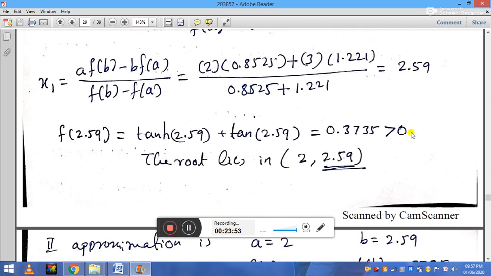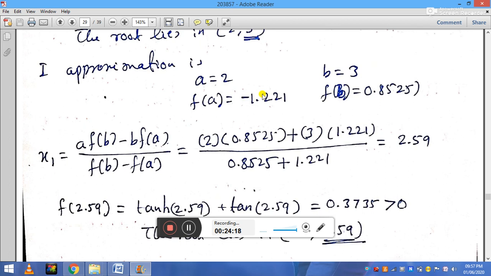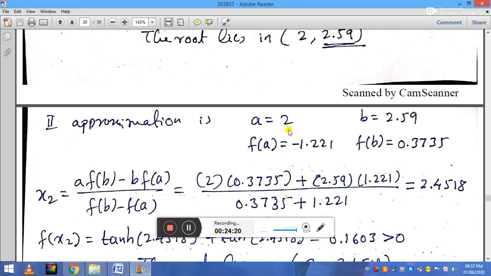So for the second iteration, put x equal to 2.59 in the given f of x, we get 0.3735. So we get the positive root by substituting x equal to 2.59. Then we take the one negative root from the previous iteration. So in the previous iteration the negative root is 2. So second iteration, A is equal to 2, f of A is minus 1.221, B is equal to 2.59, f of B equal to 0.3735.